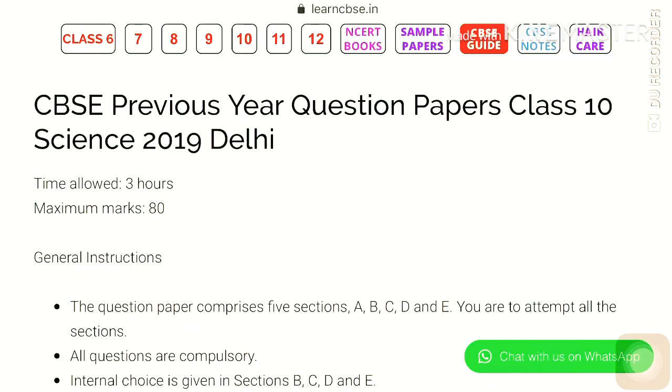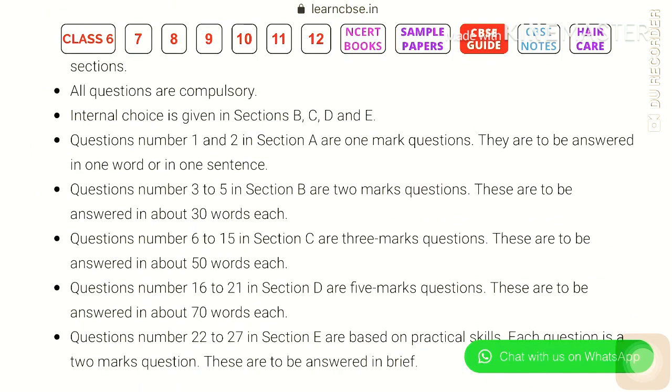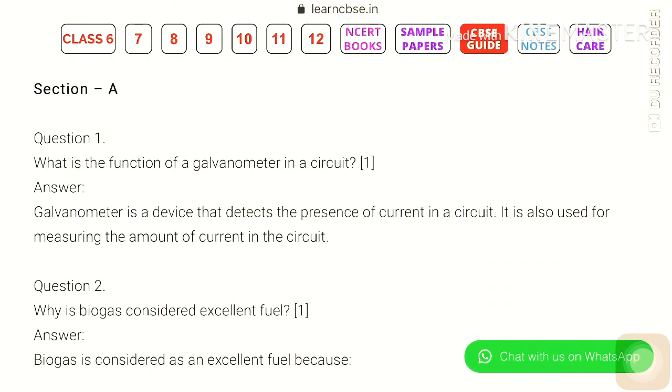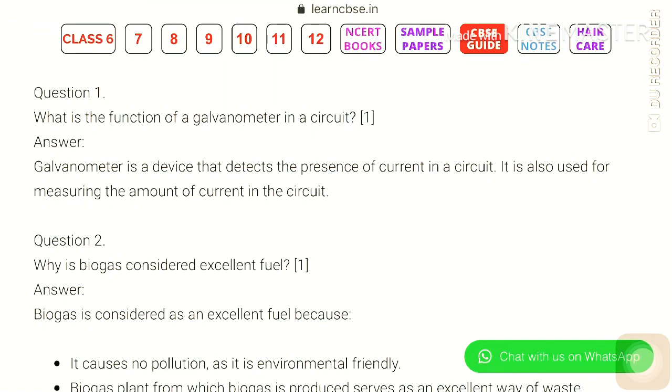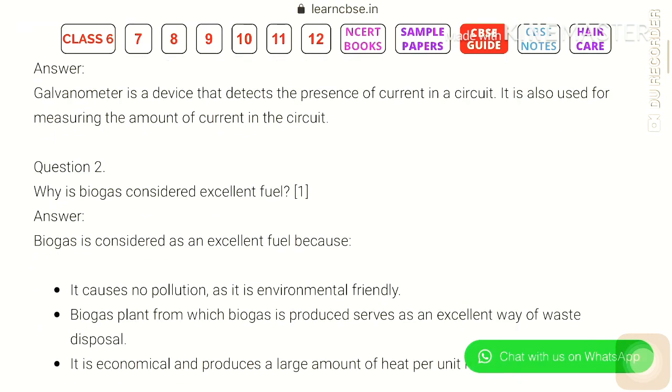So today I'm going to discuss previous year question papers of class 10 science. First we'll see the 1 mark questions one by one. In section A, first question is, what is the function of galvanometer in a circuit? Galvanometer is a device that is used to detect the presence of current in the circuit and measure the amount of current passing in the circuit.